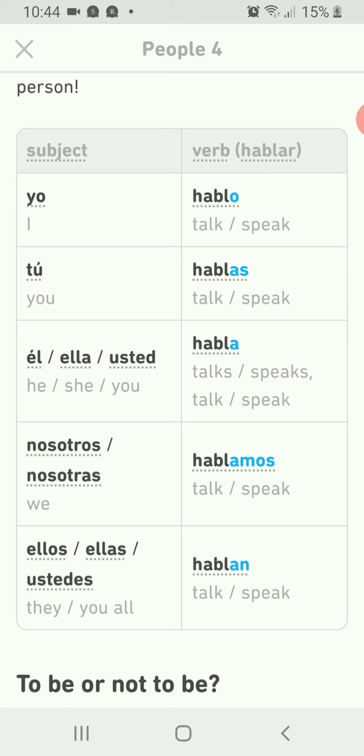For example, we have nosotros and nosotras. They are both we, but there is a feminine we and a masculine we. Of course, they are plural, so feminine plural and masculine plural. All right. So nosotros hablamos, nosotras hablamos. It means that if you're only girls, you will use nosotras. So we girls.